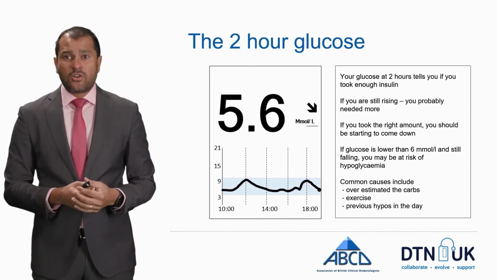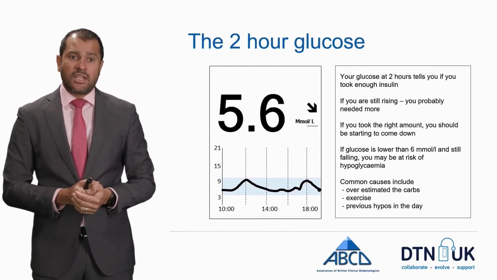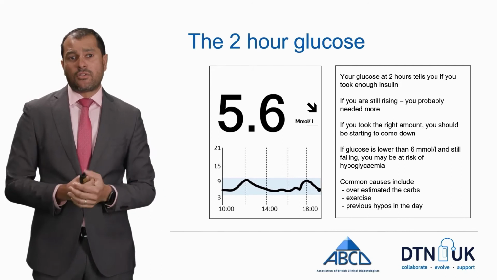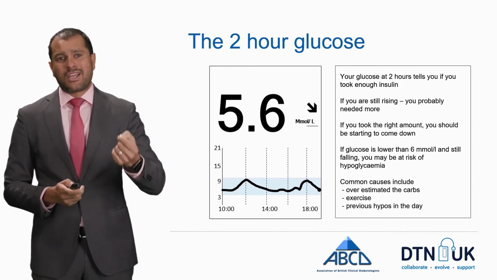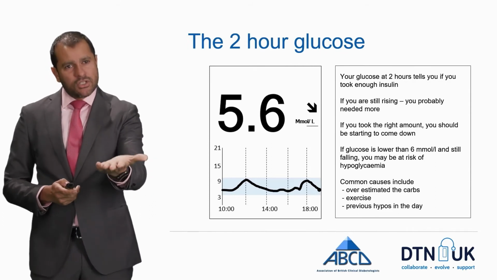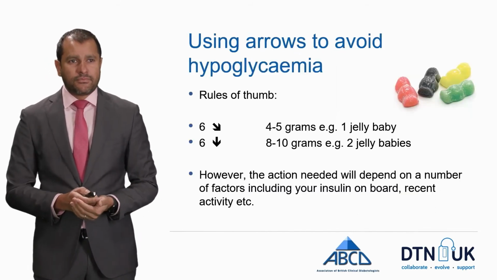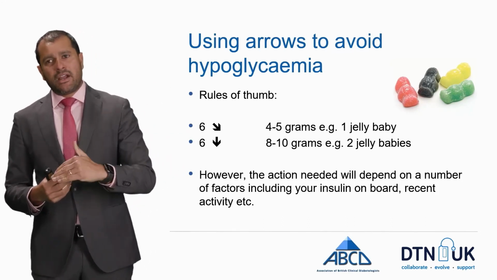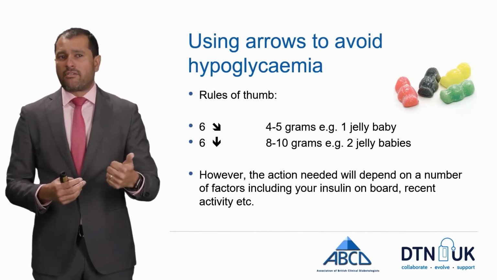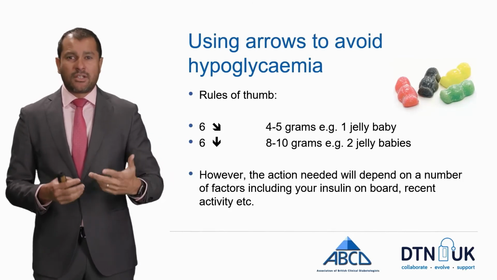Common causes for this could be that you overestimated the carbs that you were going to eat, or maybe you did more activity than you thought, or you've had previous hypos in the day. In this scenario, you might want to take, again, a small amount of carbs just to prevent the fall. We would recommend if you're below 6 and just have the oblique arrow, maybe 4 to 5 grams, so 1 jelly baby or 1 dextrose tablet is probably enough.